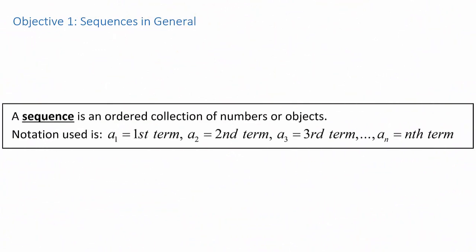A sequence is an ordered collection of numbers or objects. The notation that's commonly used is a sub 1 is the first term, a sub 2 is the second term, a sub 3 is the third term, and so on and so forth. A sub n is the nth term or the general term.